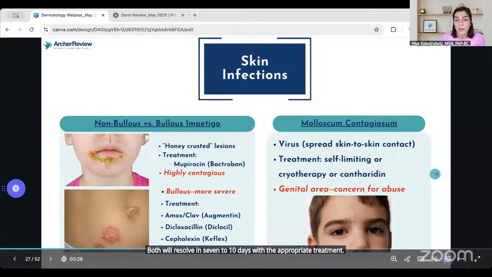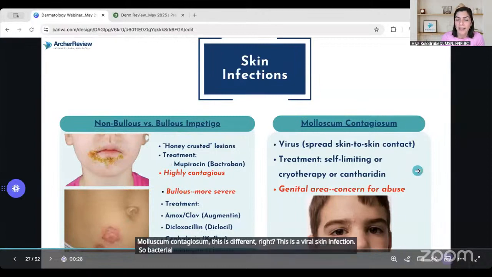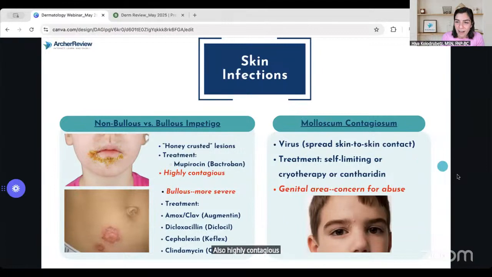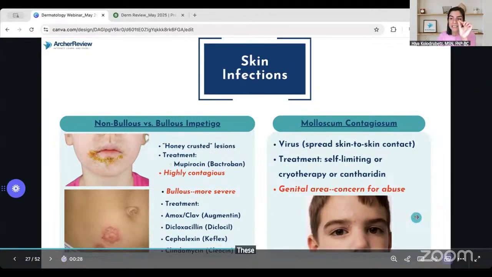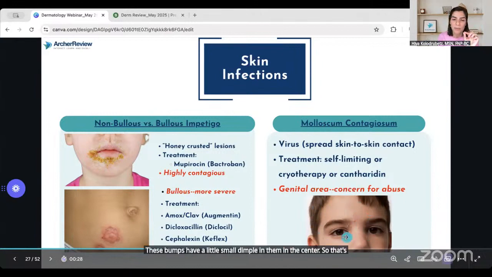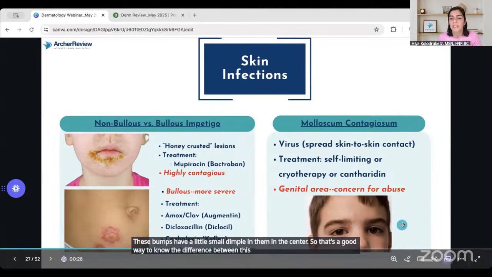Molluscum contagiosum, this is different, right? This is a viral skin infection. So bacterial, viral, right? Also highly contagious, spread from skin to skin contact. These are going to be really small, raised, pearly bumps or sores that you see pictured here. These bumps have a small dimple in the center. So that's a good way to know the difference between this and some other lesions. Again, it's spread by skin to skin contact.